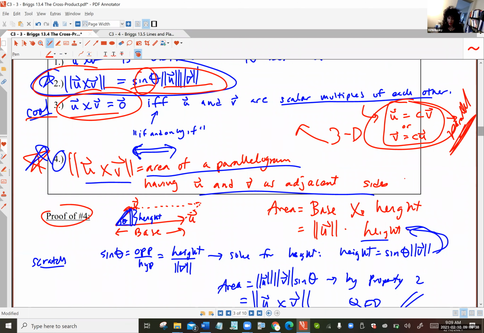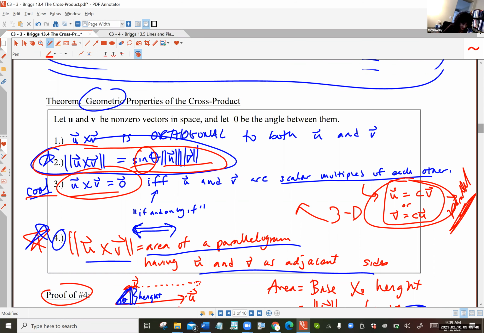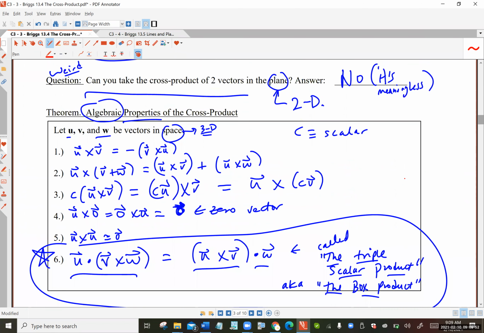Go ahead. Is it because 0 means there's like no area? Sort of, but it's not quite that. Let me remind you of something.